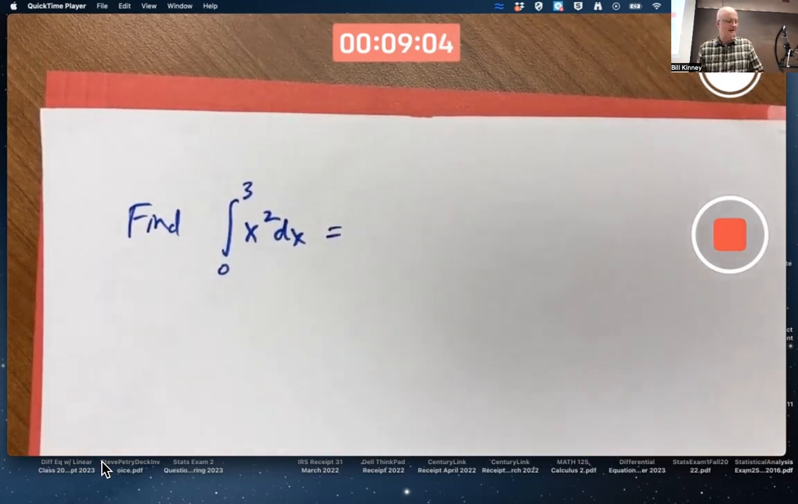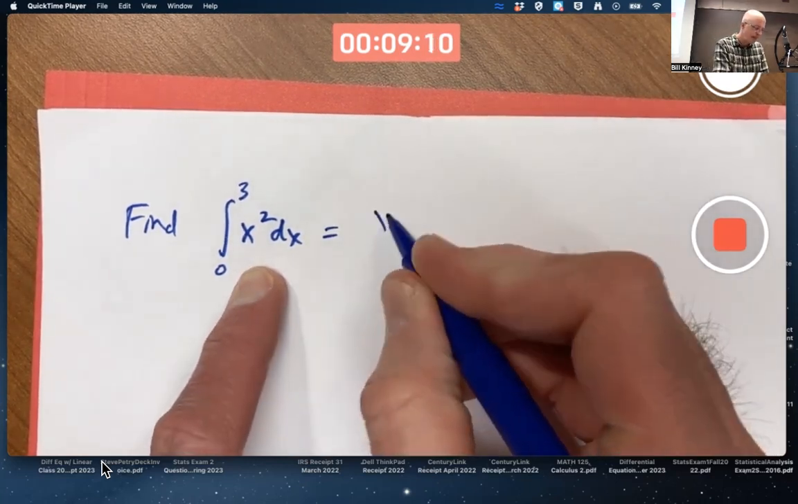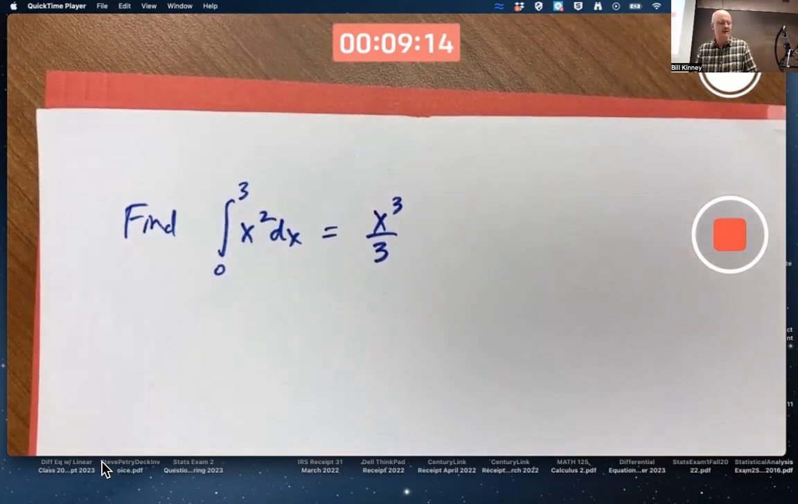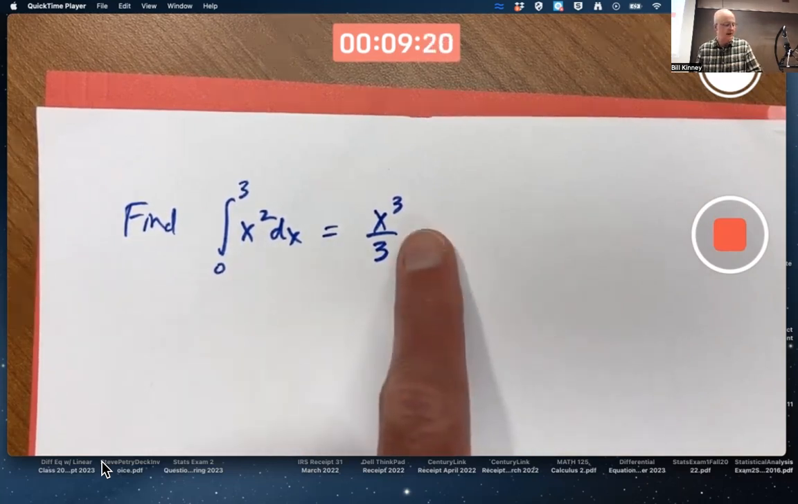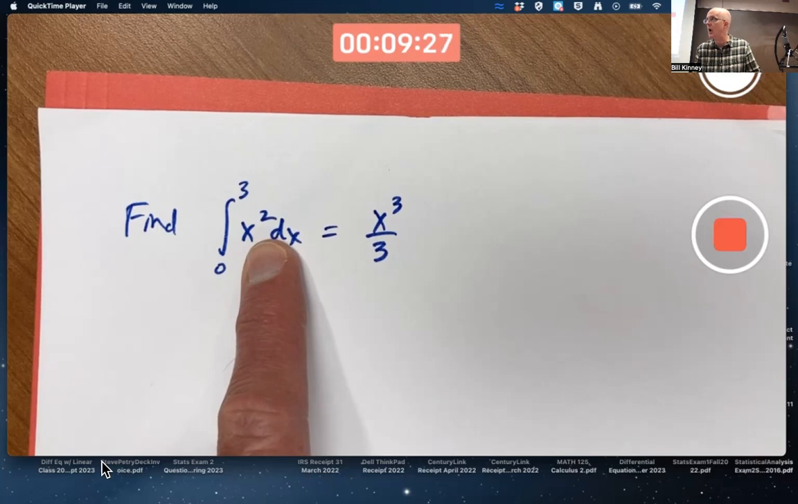Find an antiderivative of x squared. And you can say antiderivative too. X cubed over 3, right? Because you can always check it by differentiation. We're using the reverse of the power rule here. We're adding 1 to the exponent. The 2 becomes a 3. And dividing by that same number, as long as we don't divide by 0, which is always going to be okay to do as long as that exponent is not -1.